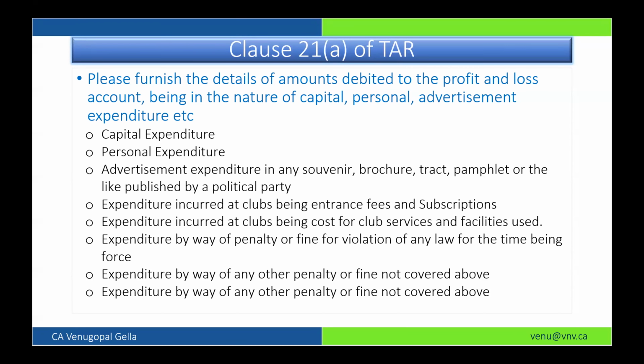And if a person has classified any ITC as ineligible, because ineligible under 17(5) does not only cover construction and all, it also covers gifts and personal expenditure. So if any ITC has been considered as ineligible for any of these reasons, then you can use it for the purpose of filing your tax audit report.